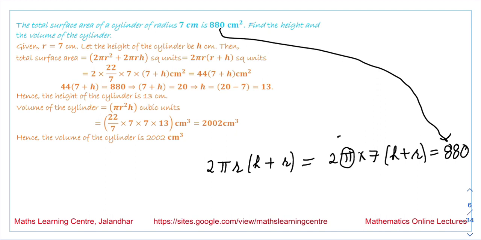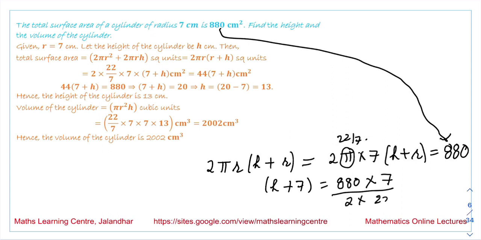In place of pi you can write 22 by 7. So what we get is h plus r is 880 into 7 by 2 into 22 into 7. This 7 gets cancelled and this 2 gets cancelled. It is 440, and this 22 gets cancelled, and the answer we are left with is 20. So the value of h is 20 minus 7, which is equal to 13 centimeters. This is the height of the cylinder.